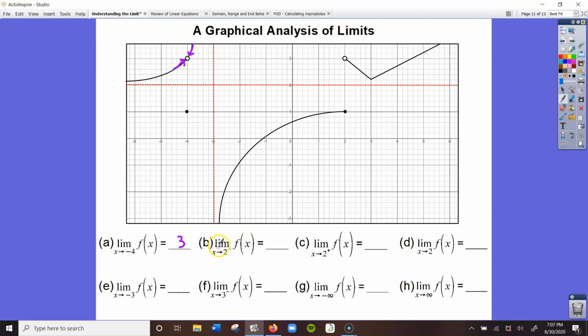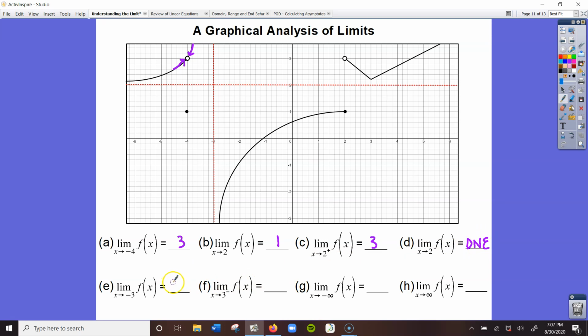The limit as x is approaching 2 from the left. Here is x is equal to 2. From the left, my limit is 1. Now from the right, here's the right side of x is equal to 2. As I'm going to the right, it equals 3. Now for D, I'm asked about the general limit as x is approaching 2. Since the left and the right do not equal, you would write for D and E that it does not exist.